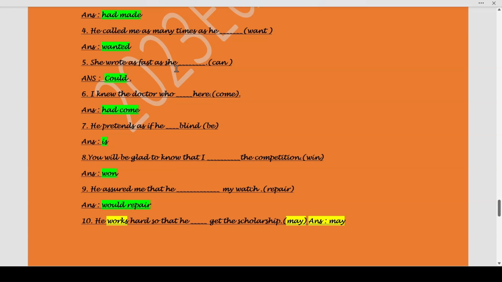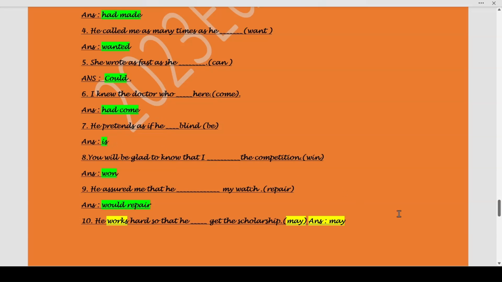She wrote as fast as she could. Wrote is past tense, so can becomes could. I knew the doctor who had come here. Come becomes had come. He pretends as if he is blind. Why is? Because he is singular subject, so it will be followed by singular verb is. What are the three verb forms of be? Is, am, and are. So depending on the subject, it is is, am, or are. So over here, because singular subject, it is is.